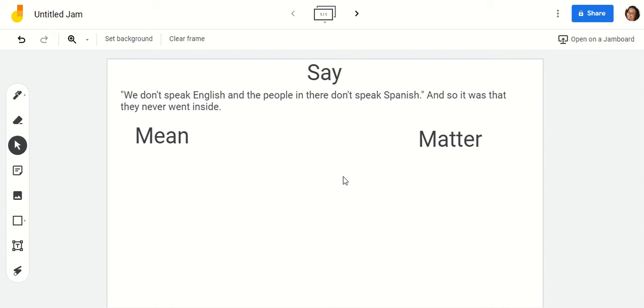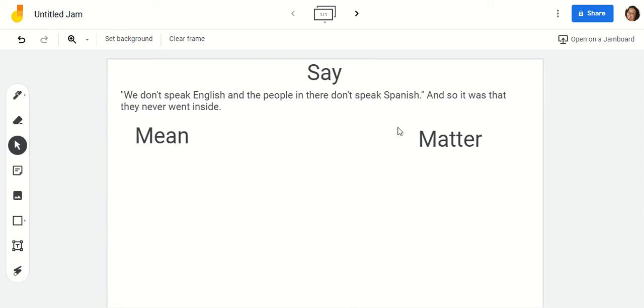You as the teacher are going to purposely pick out the quotes or the parts of the text that you want the students to focus on, that are going to guide them into being able to realize that aha moment, especially the students who aren't effectively grasping the aha moment on their own. I've already pulled out the first quote that I specifically want students to focus on, which is, "We don't speak English, and the people in there don't speak Spanish. And so it was that they never went inside."